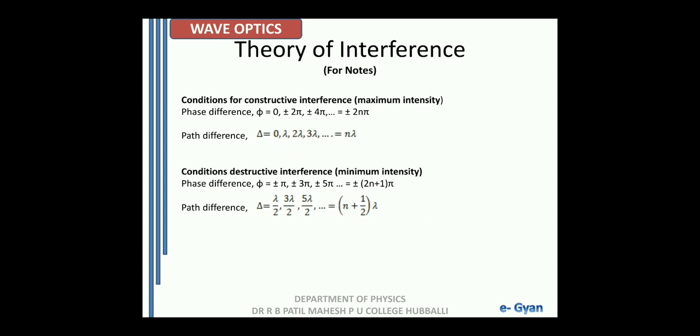The condition for destructive interference, that is to obtain minimum intensity or zero intensity, is phi is equal to plus or minus pi, plus or minus 3 pi, plus or minus 5 pi and so on, and we generalize it as plus or minus 2n plus 1 times pi, where n is a whole number. Similarly, the corresponding path difference for destructive interference becomes delta is equal to lambda by 2, 3 lambda by 2, 5 lambda by 2 and so on, up to n plus half times lambda.